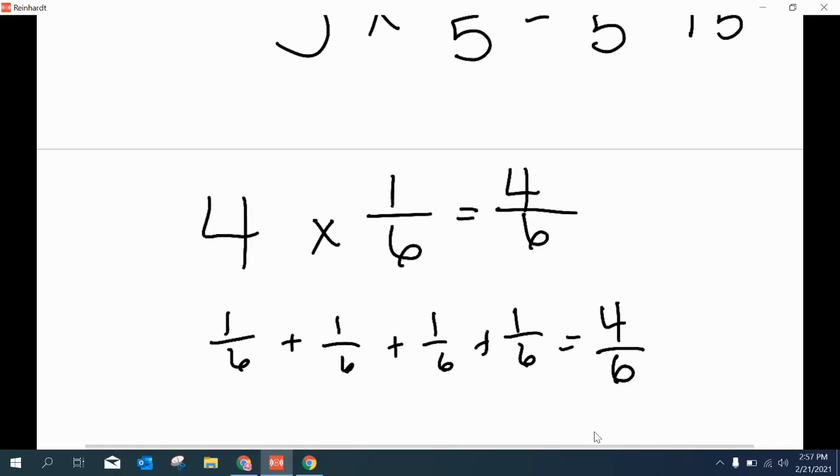Here's the trick. Remember, every whole number can be written as a fraction. How do I write the whole number 4 as a fraction? Put it over 1. Then I just multiply straight across. I have 4 times 1, and I get 4. I also have 1 times 6, and that equals 6. That's my trick. Hopefully that will help you. But hopefully you have an understanding of where this all comes from.